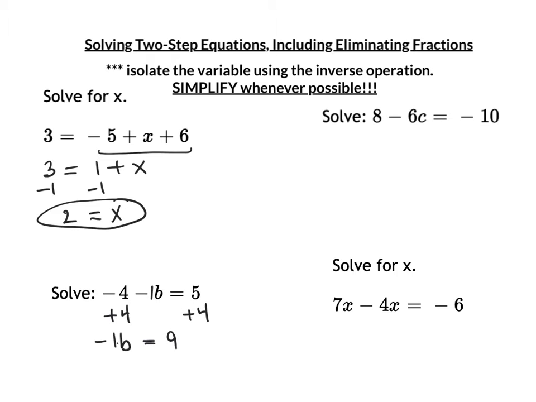Now there's times between that 1 and the b. Multiplication. To get rid of multiplication, we divide. So we divide both sides by negative 1. And b is 9 divided by negative 1, which is negative 9.